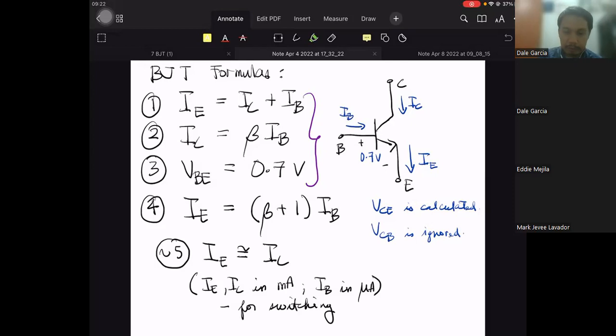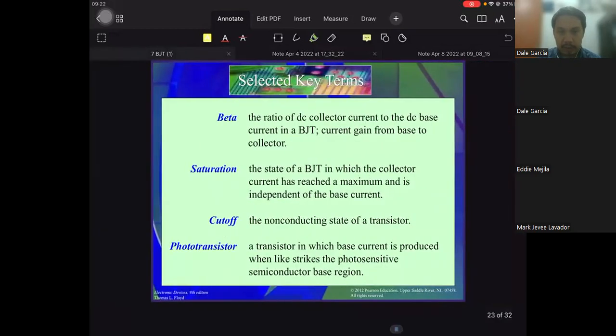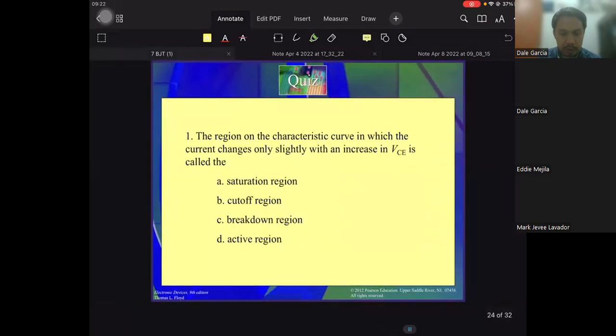So let's try to review some concepts that we have discussed last time. Here are selected key terms. You could review this one. The slides, I will upload on eLearn, of course. So let's try to answer these questions.